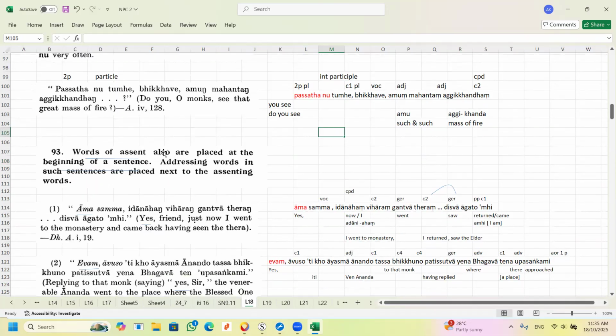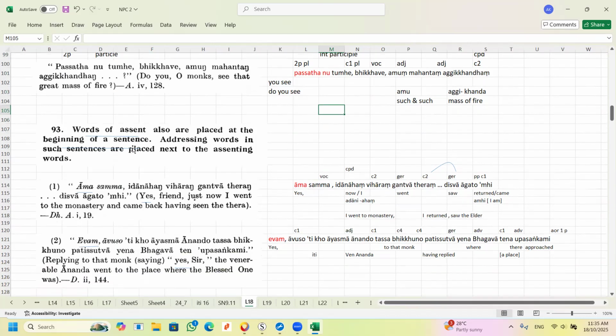Okay, now the next one, word of assent. Sometimes I think they say word of assent is like affirmative. Affirmative, yes, does. Like yes, does. Can you say ama is yes, evam. This is the word of assent. Can you remember this one? Assent. I put it here so that you can identify evam, ama.